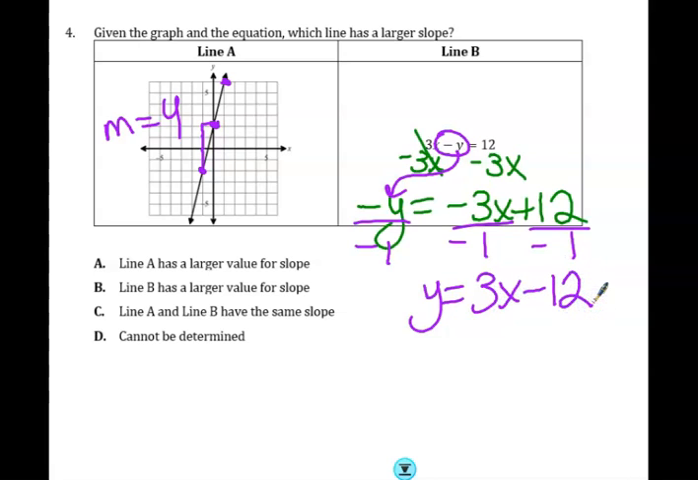Okay, now my m is attached to x, so it's 3. So the slopes I'm comparing, m equals 3 and m equals 4. Which one is larger? Well, line A is larger. Therefore, my answer is A. If on your notes you just have circling A, you have no idea how you got there. So please make sure you write down the information.